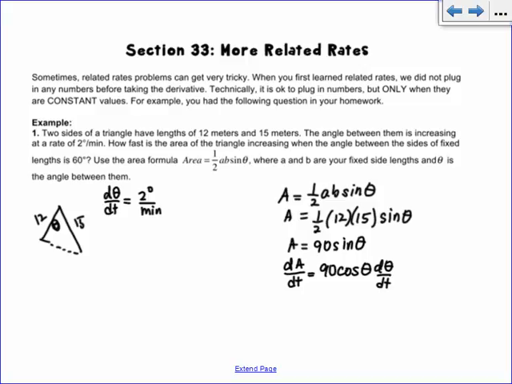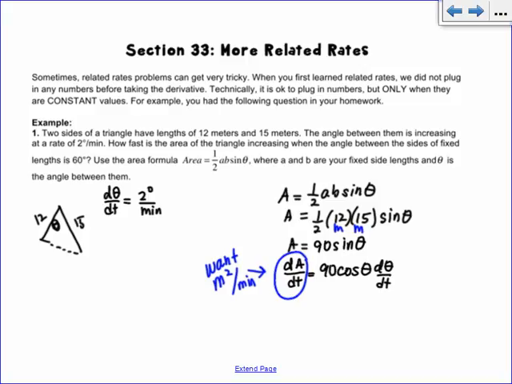But whenever you have something that involves d theta over dt, an angle, you should be thinking about what your units are. You should be very careful as you're going through. As we plugged in the 12 and the 15, these were in meters, right? We had 12 meters and 15 meters. And we want dA over dt, meters squared per minute, right? The change in the area, meters squared per time, minute.